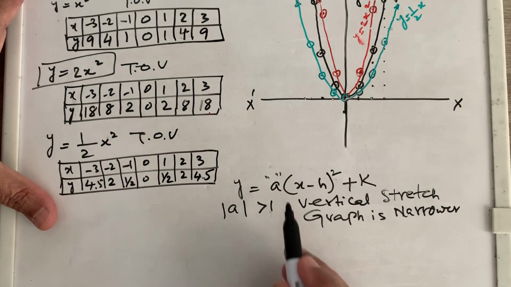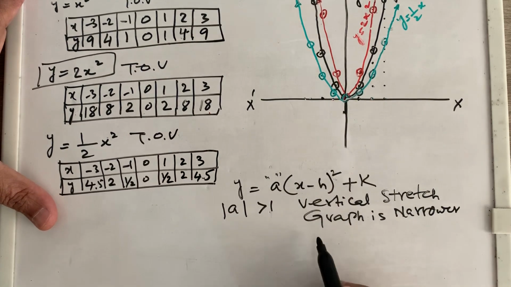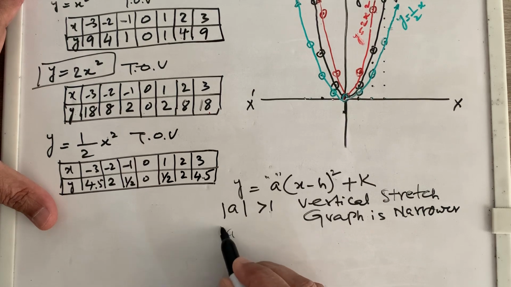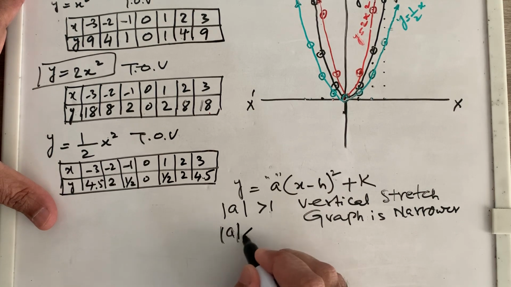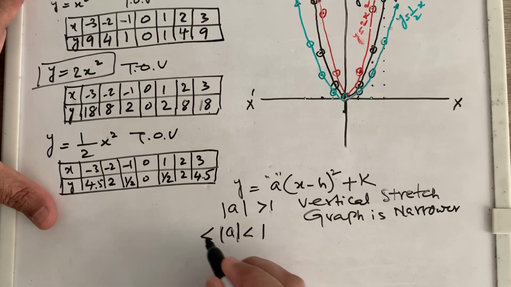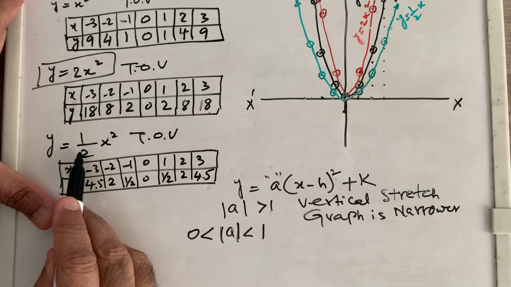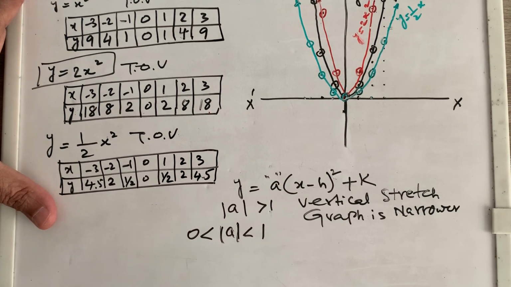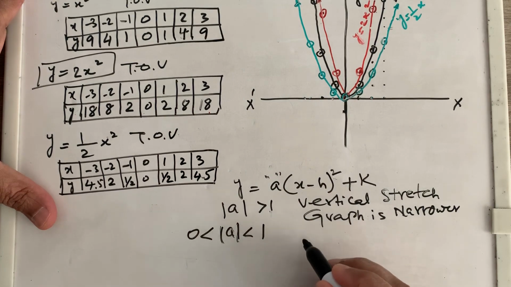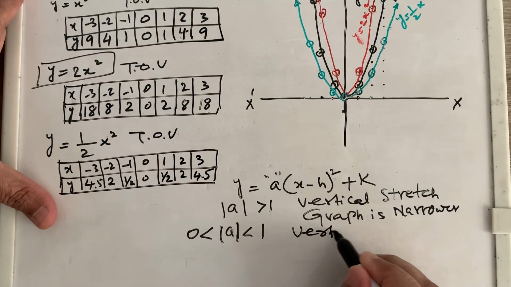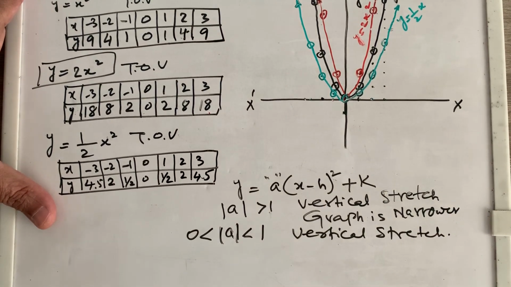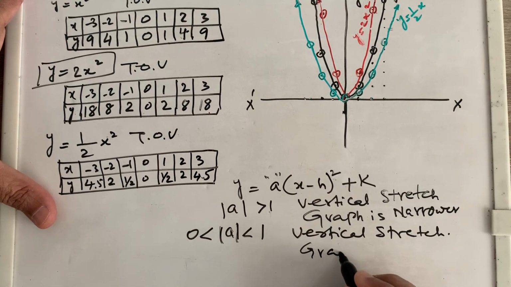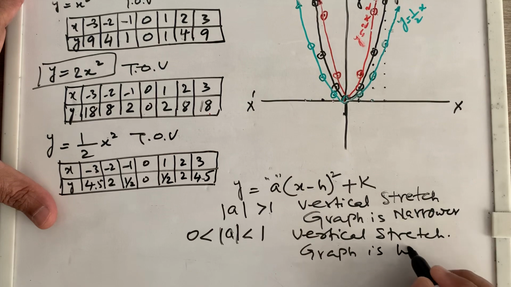So if the value of a is greater than 1, vertical stretch and graph is narrower, but if the value of a is in between 0 and 1, like in decimal, 0 and 1, as it is here, which is half, which is 0.5, and 0.5 is in between 0 and 1, so it is still a vertical stretch, but this vertical stretch will be wider. Graph is wider.